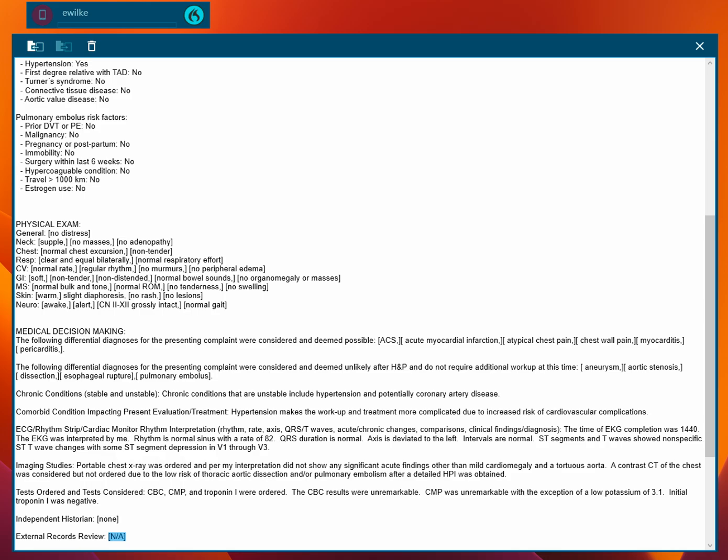Let's go over the independent historian. The patient's last admission discharge summary was reviewed. He had a prior chest pain admission 5 years ago that included a cardiac catheterization with angioplasty and stent placement.